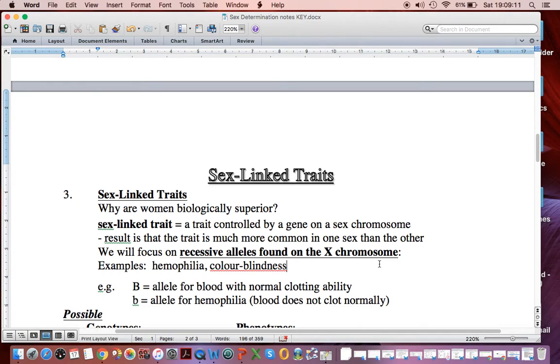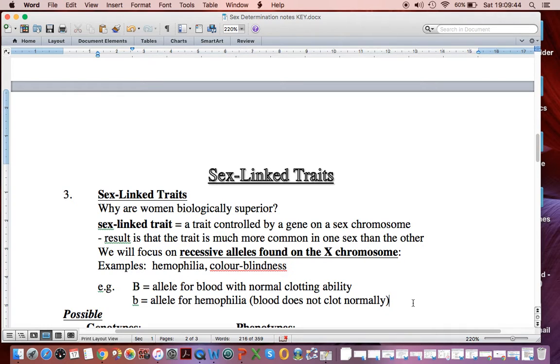There are two kinds of traits we will look at. One is hemophilia, and the other is color blindness. Those are both traits that are controlled by recessive alleles or genes on the X chromosome. And it works the same way if we're trying to do Punnett squares for these things. So here we're going to say capital B represents the allele for blood with normal clotting ability. Little b is the allele for hemophilia, and that means the blood does not clot normally.